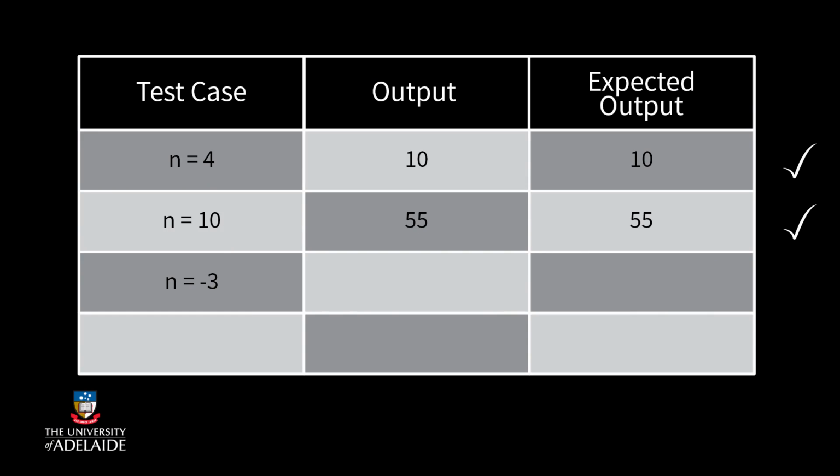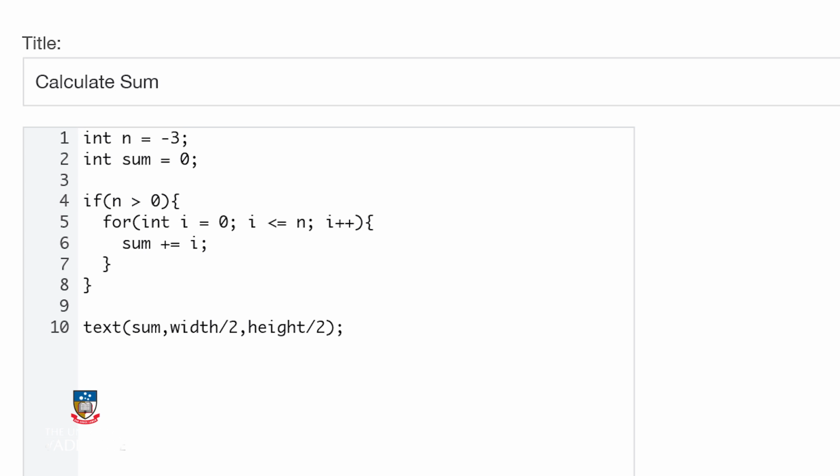What if our value for n is less than 0? Let's say we choose the value -3. What output should we expect? That's right, we should get an output of 0. Let's test our program using n equals -3. The number displayed is 0, which is what we expected, and our test case has passed.